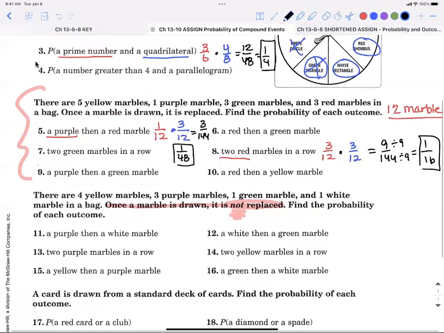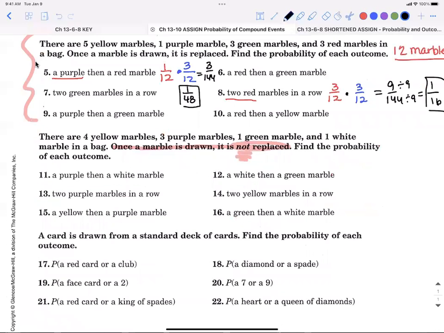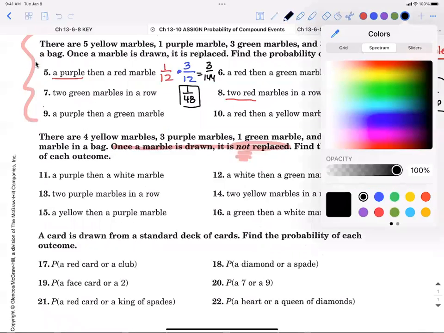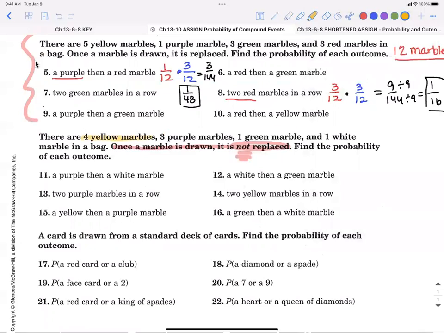Now I want to focus on the not replace, because this is what I was trying to do yesterday in that 5 through 10 section. So if we do not replace the marble, okay, our numbers change here. So it tells us that we have 4 yellows, right? We have 4 yellow marbles. We have 3 purple marbles. We have 1 green marble. We have 1 white marble in the bag.